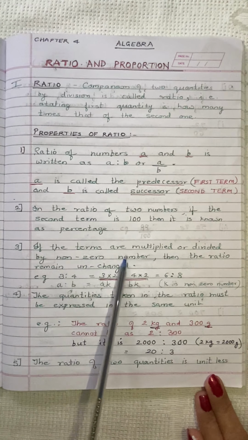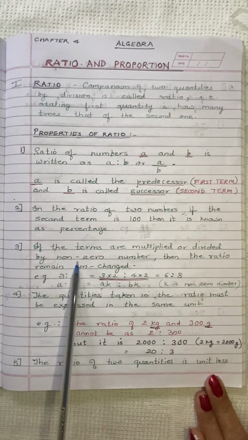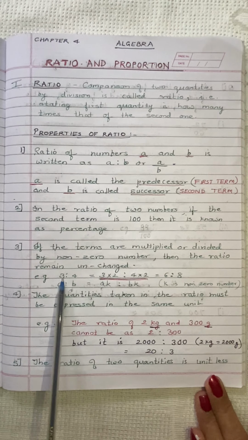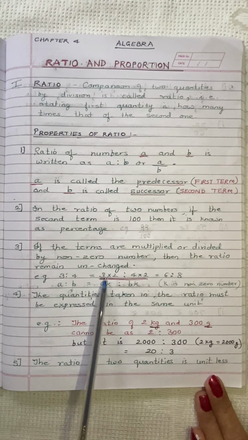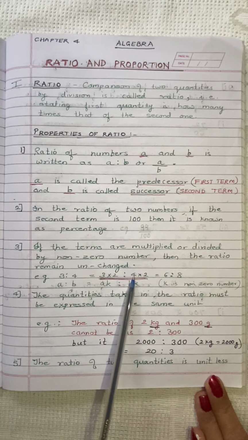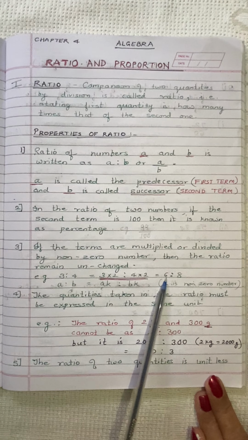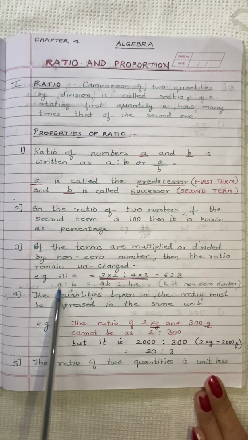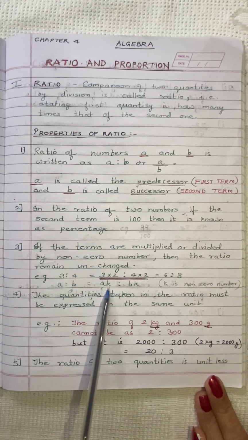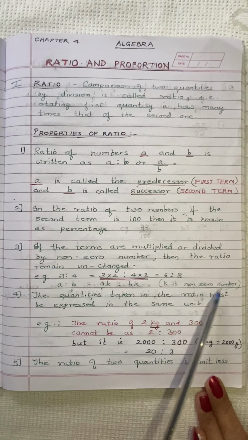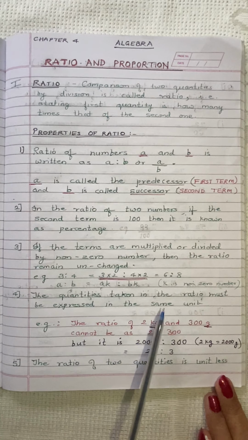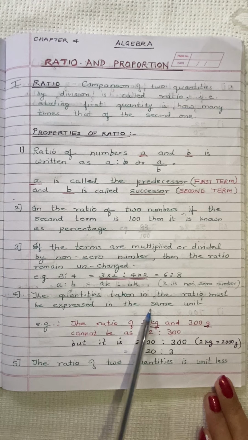We call it a percentage. Third property: if the terms are multiplied or divided by a non-zero number, then the ratio remains unchanged. For example, if 3 is to 4 is the ratio, and I multiply 3 with 2 as well as 4 with 2, the ratio is 6 is to 8. So the value of the ratio does not change. So, A is to B is equal to A into K is to B into K, where K is a non-zero number. The fourth point: the quantities taken in the ratio must be expressed in the same unit.